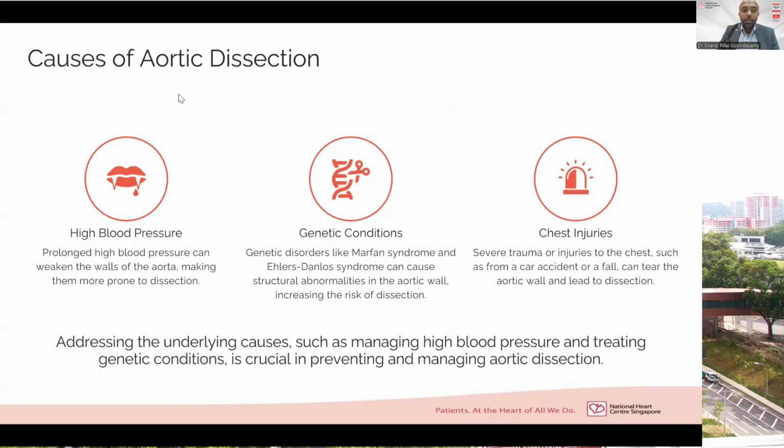So what causes aortic dissection? High blood pressure is one of the most common causes in our population, because as we age, our blood pressure needs to be managed appropriately. When we're young, a blood pressure of 110, 120 is okay. But once we are getting older and life catches up and we are having 140, 150, we need to bring it down because it causes a weakening of the aortic structure.